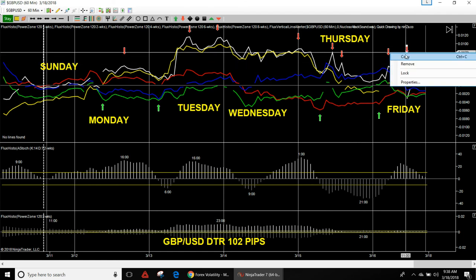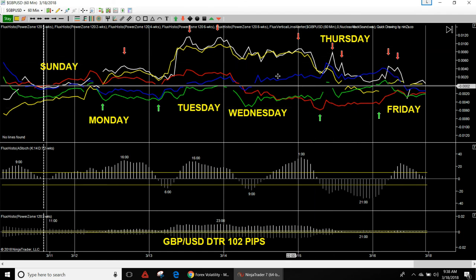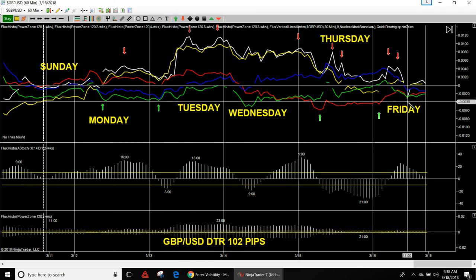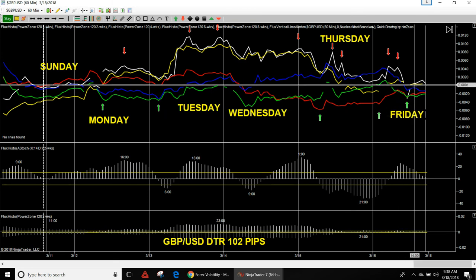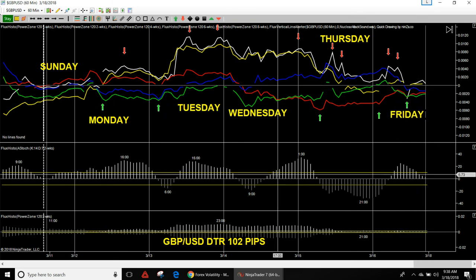That's it on the sells, and I think it's going to pull back here at 11 a.m. on Friday. I would just exit. All right, that is the Great British Pound US Dollar.